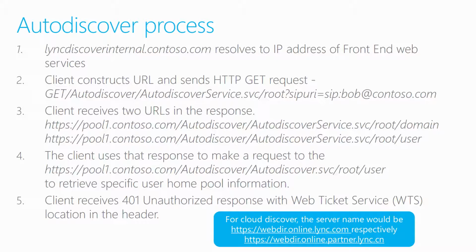If Autodiscover would be used here, then the server names that would be returned would be webdir.online.lync.com, respectively for Chinese tenants, webdir.online.partner.lync.cn.